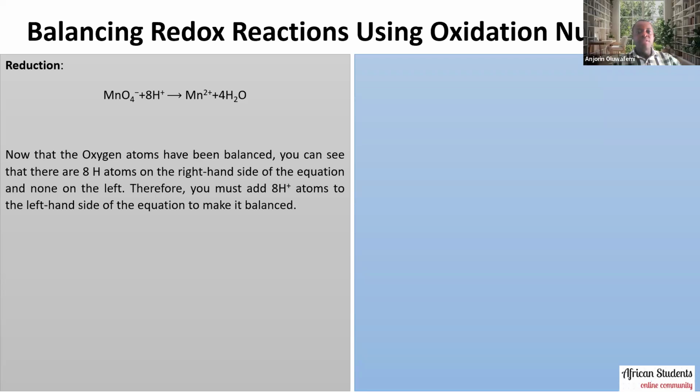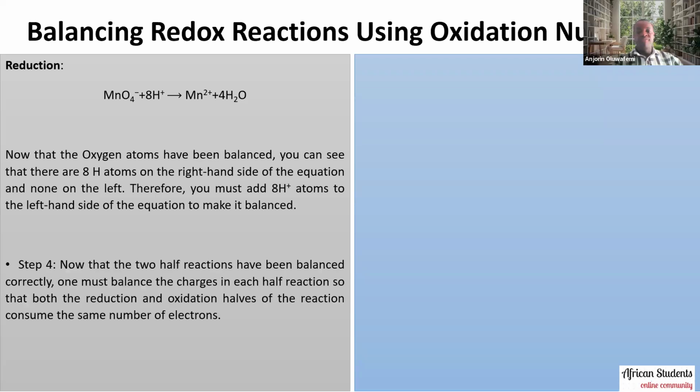Having done that, we're now going to step 4. Now that the two half reactions have been balanced correctly, one must balance the charges in each half reaction so that both the reduction and oxidation halves of the reaction consume the same number of electrons. The whole essence of doing this is because we want to cancel out the electrons. We want to take them out. So we are going to do that very shortly.